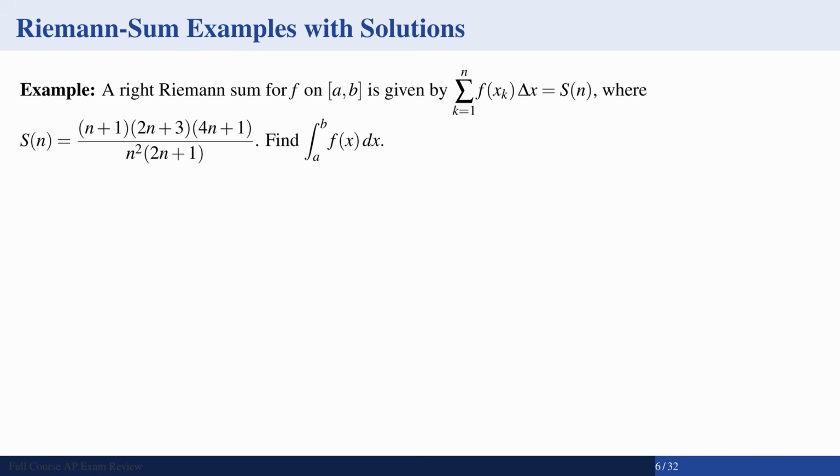Okay, so if the summation is equal to s of n, and we know the definite integral is just the limit of the summation, that means the definite integral's value is the limit of s of n. And you can see that s of n, if you expanded the numerator, would give you 8n cubed plus a bunch of lower degree things. And then the denominator gives you 2n cubed plus n squared, which is a lower degree thing. So really we're just going to get the ratio of 8 over 2. So we just get 4. This turned into a horizontal asymptote or a limit at infinity problem, but our answer here is 4.